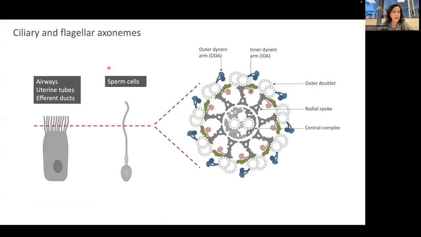I guess that after Suzanne's talk, you know that we have cilia in our airways, but also in our uterine tubes in women and in the flagella of our sperm cells. If you cut those structures, you can observe what you see on the right, which is the axoneme, made of 9 outer doublets and a central pair in the middle. The motility of the cilia is done through the outer dynein arms in blue and the inner dynein arms in pink, which are the molecular motor of our cilia.